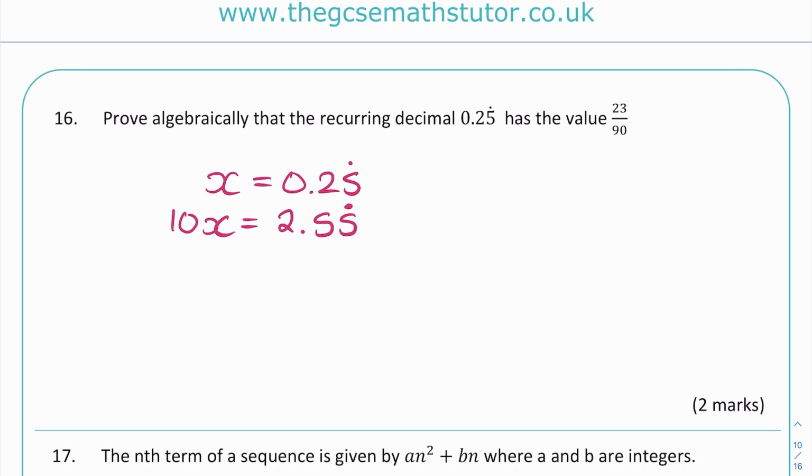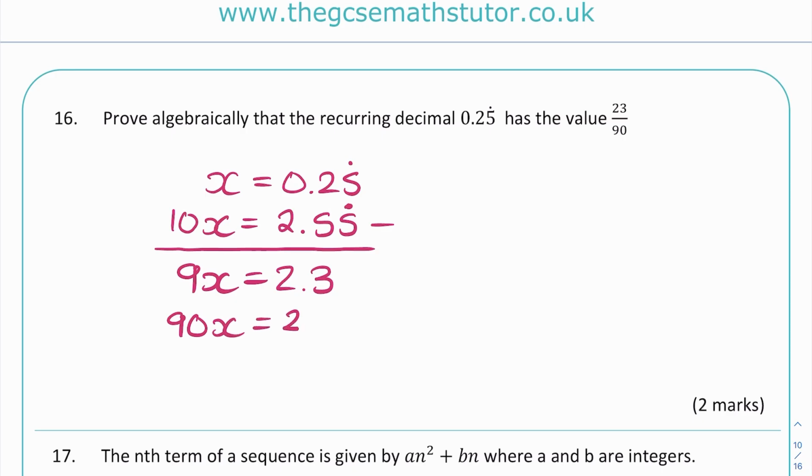I know some people do this slightly differently. You might do the 10x and the 1000x or 100x, or there's lots of different ways that some people do it, but I just like to do it the quickest, easiest way for me. Take those away and we get 9x is equal to 2.5 take away 0.2, which is 2.3. We don't want a decimal in here because we're going to create a fraction, so times them both by 10, 90x equals 23, and then divide by 90, you get x is equal to 23 over 90. And there we go, we've proved it.